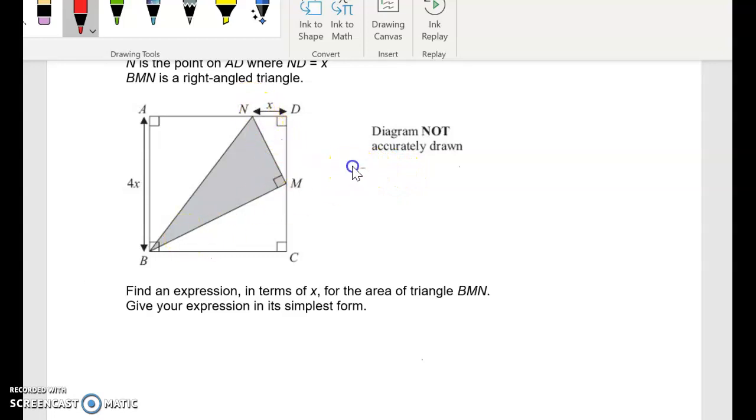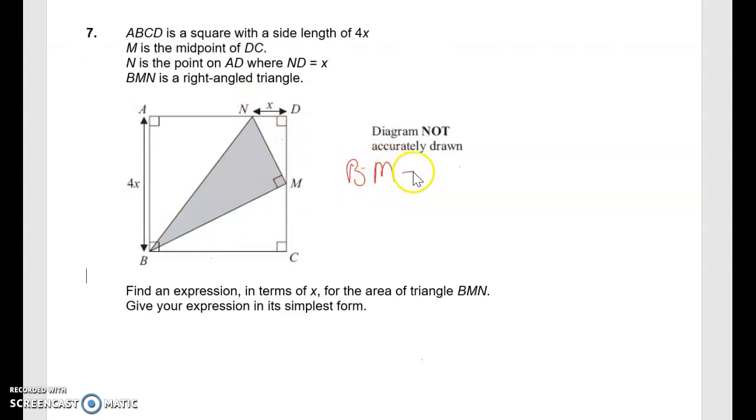So if I'm trying to find BM, I'm going to use this white triangle down here. So I already know, using Pythagoras' theorem, that this squared plus this squared and square root that answer will give me the longest side, the hypotenuse. So I'm going to do the square root of this length here, B to C, which is 4x, because that's the length of the square, and I'm going to square it. And then I'm going to add on the other length. Now, because this is a midpoint, it cuts it in half, so that's 2x. So I'm going to square 2x.